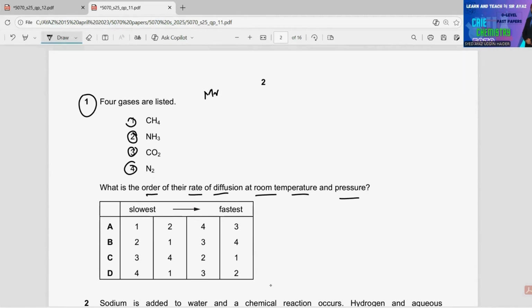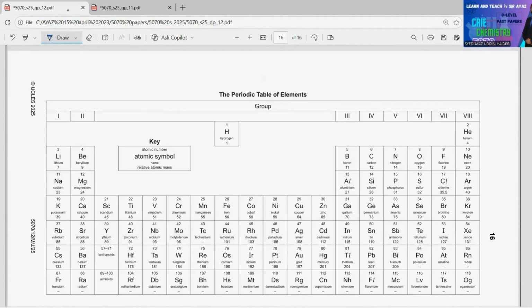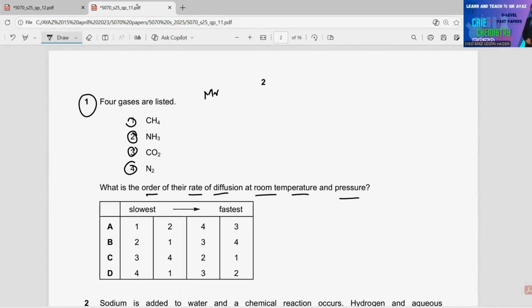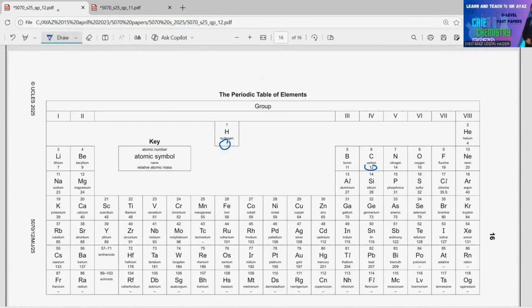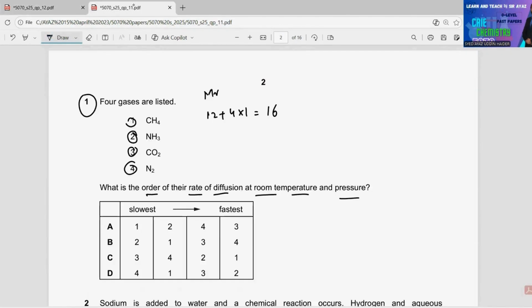For example, in CH4 we have carbon and hydrogen. Carbon, the nucleon number is 12. For hydrogen it's 1. So CH4 means 12 plus 4 multiplied by 1. You will get 16. What about NH3? Here it's nitrogen. 14 is the nucleon number of nitrogen. So we have 14 plus, we have 3 atoms of hydrogen, so multiply 3 by 1. So it will be 17.